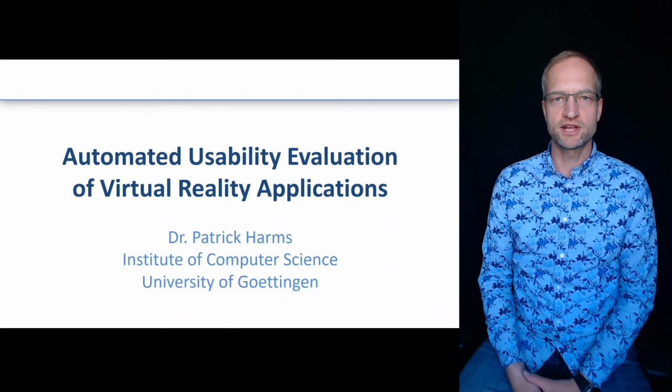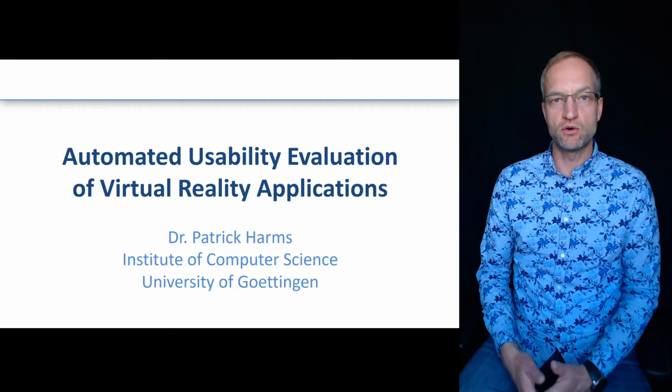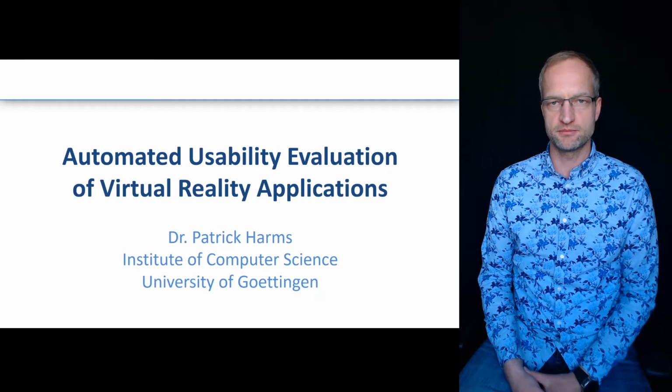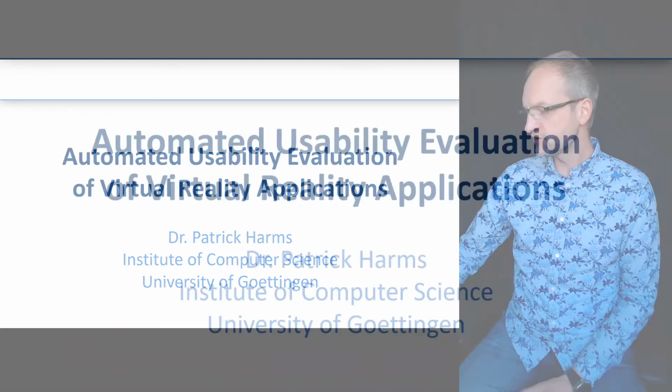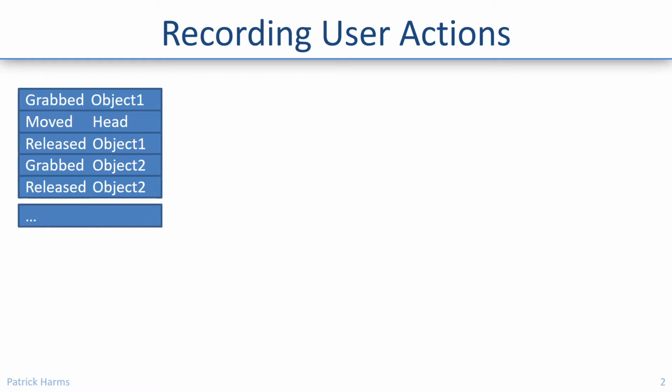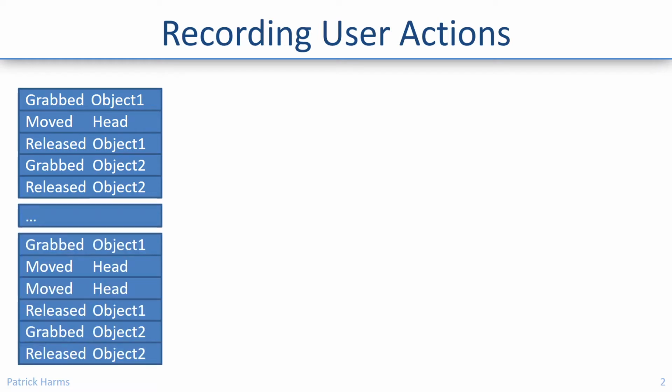Hello, my name is Patrick Harms, and I introduce to you our automated approach for evaluating the usability of virtual reality applications. Our approach starts by recording the actions that users take inside VR by intercepting the corresponding software events. This results in a list of actions like grabbing objects, releasing objects, or moving the head.